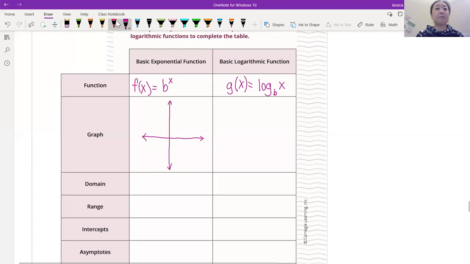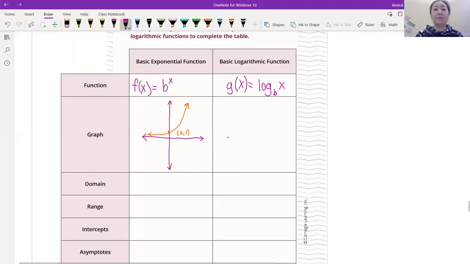And remember that for logs, I'm going to make this orange, let's say. Remember, it's going to be something like this. It gets really close to that x-axis right there. Remember, the y-intercept is right here. And this one is what? In general, for the basic form, it's just (0, 1). All right. And then for the log, what does that look like?